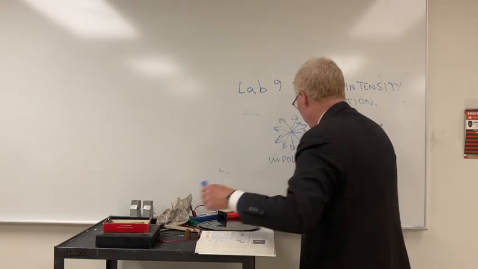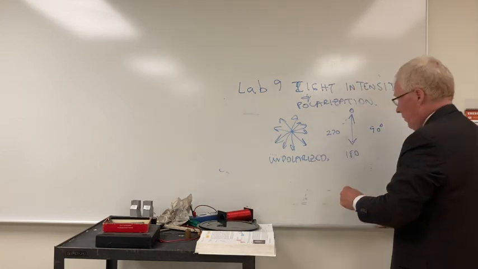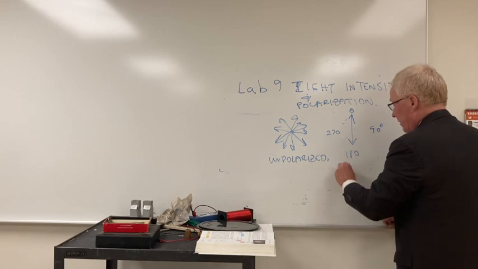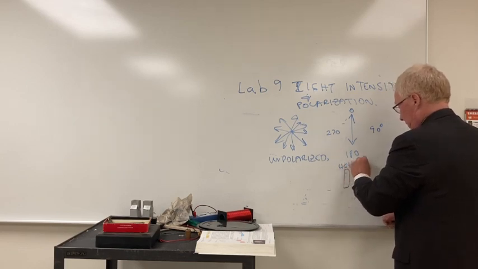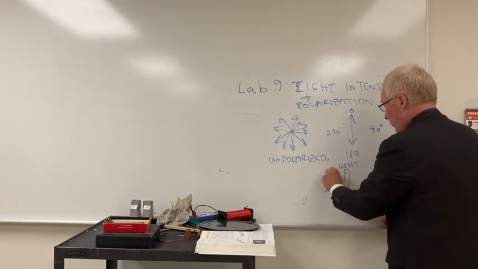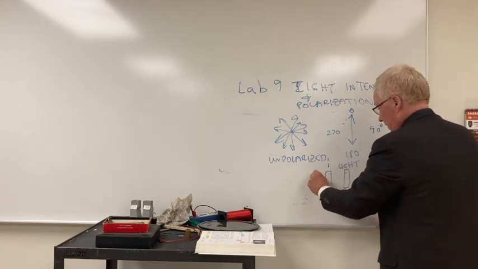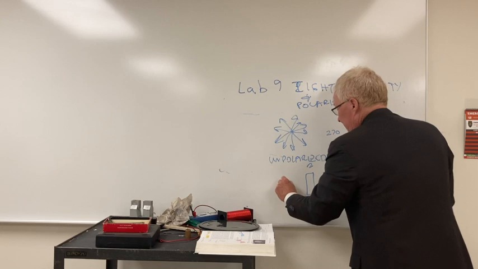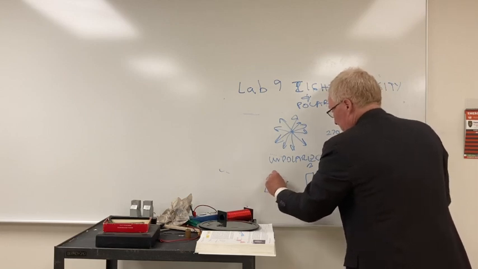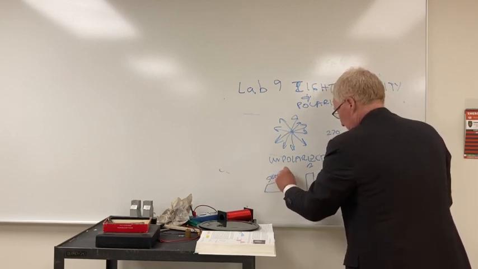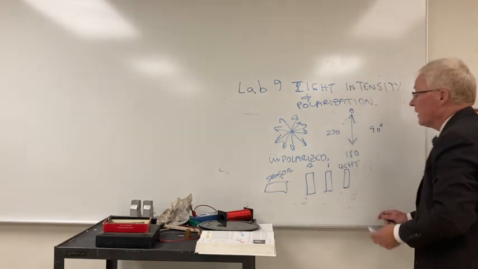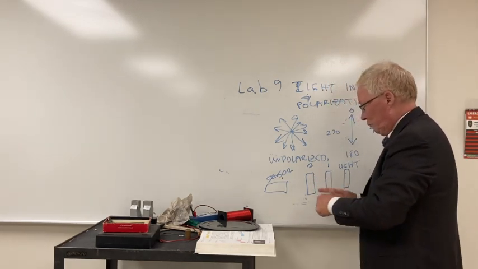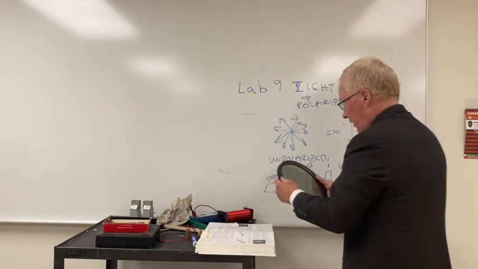For this part, we'll have a light source on the right, then polarizer 1, polarizer 2, and then a sensor. This is the sensor we'll be using. So that's for the second part, where we rotate one polarizer relative to the other.